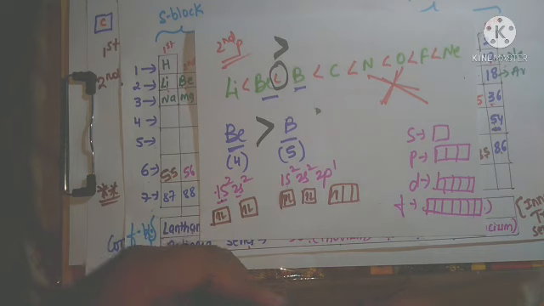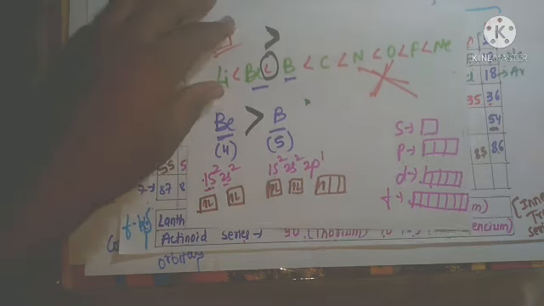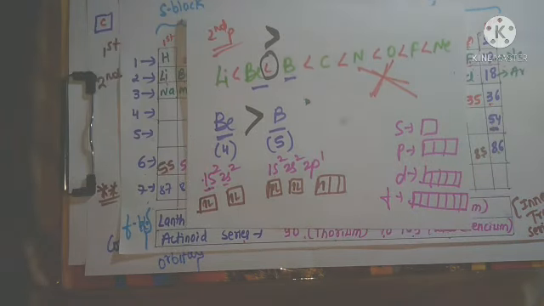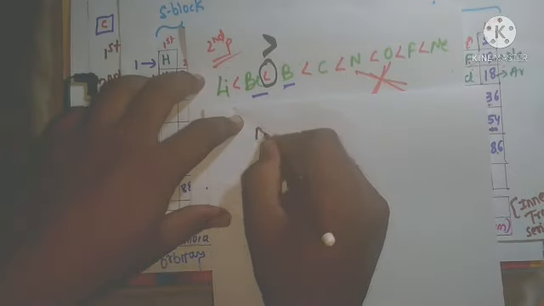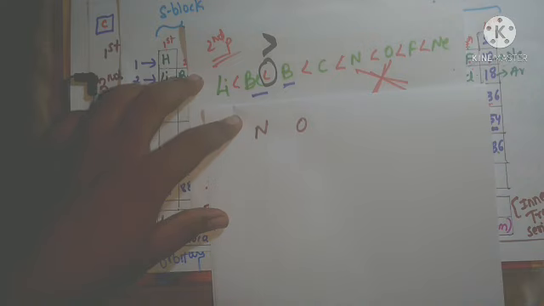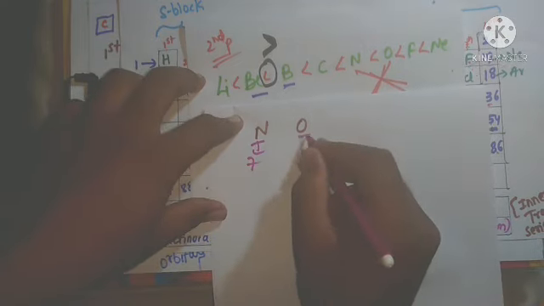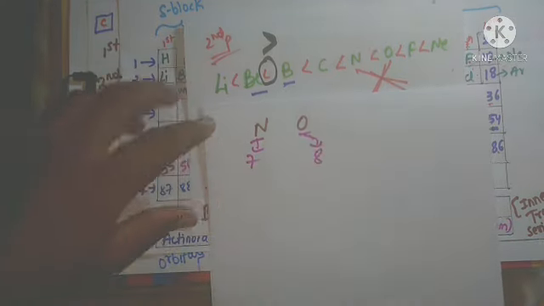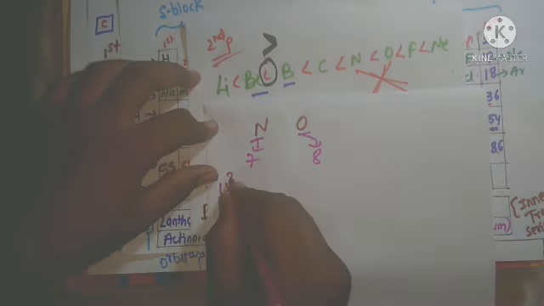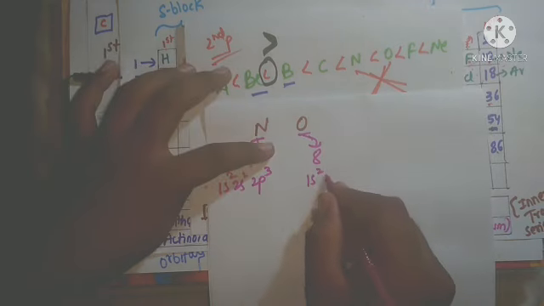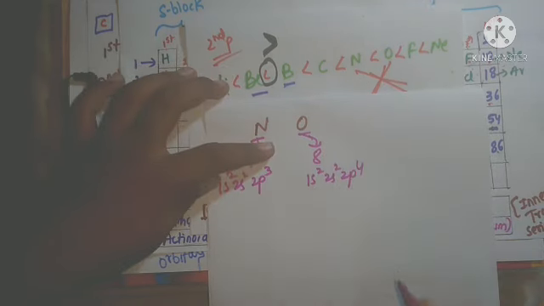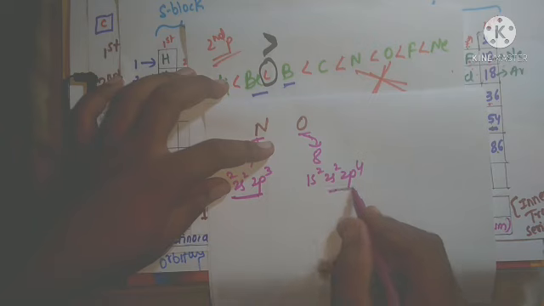First correction over. Next we will go for nitrogen and oxygen. Now I will take another rough paper. Nitrogen atomic number is 7, oxygen atomic number is 8. Nitrogen electronic configuration is 1s2, 2s2, 2p3. Oxygen electronic configuration is 1s2, 2s2, 2p4. Now for the outer shell I am taking here only.